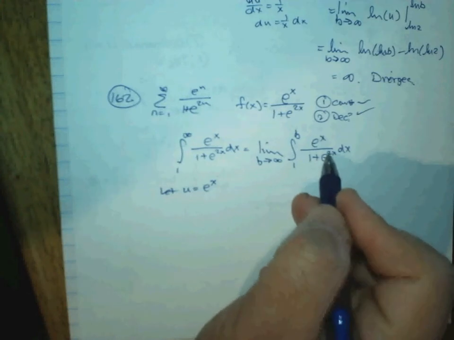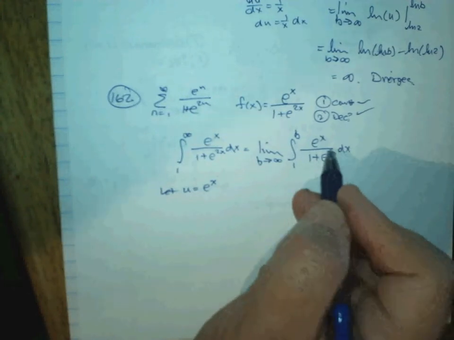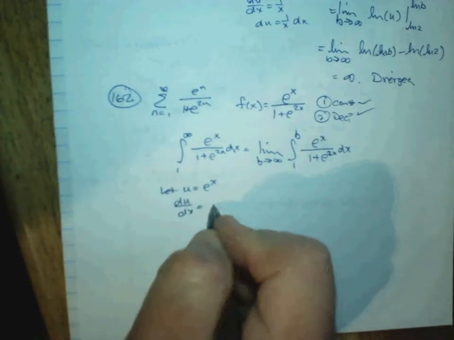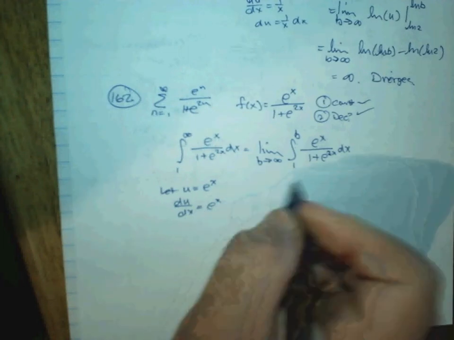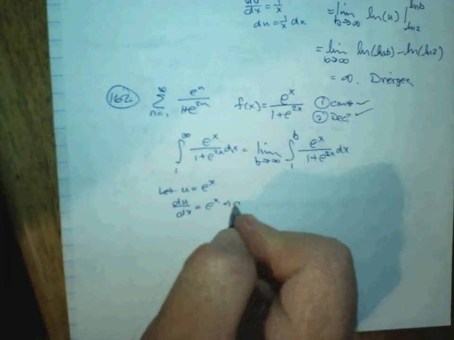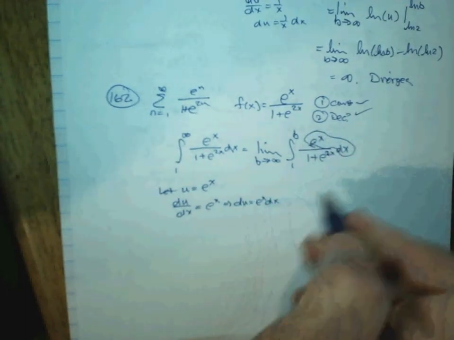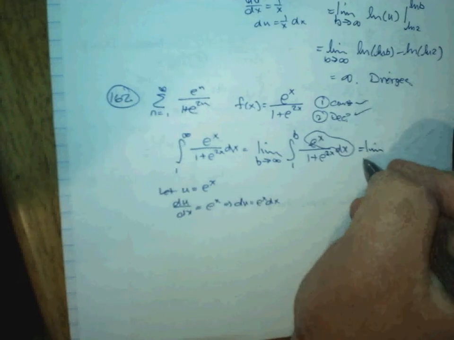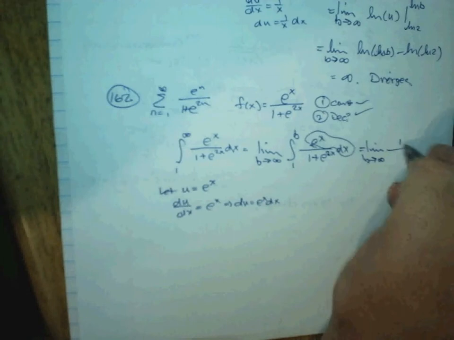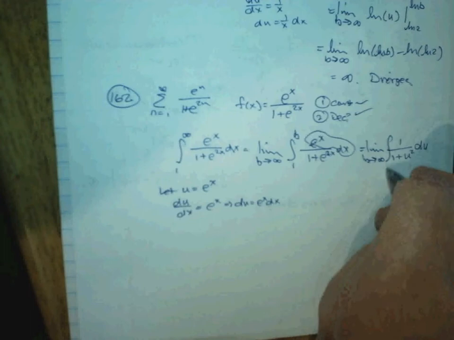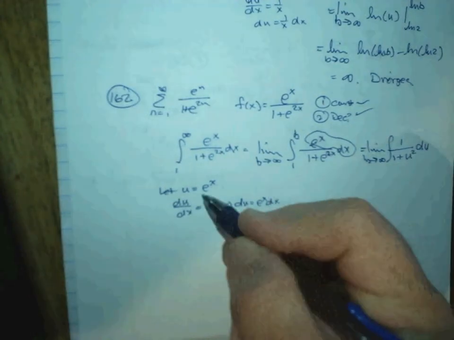The trick to this is to let u equal e to the x, not the e to the x in the numerator, but the e to the x that's being squared. This e to the 2x is e to the x squared. And that means when I do my substitution, the e to the x from the differential is the one up top. So this e to the x dx forms the du, and this e to the 2x is u squared.